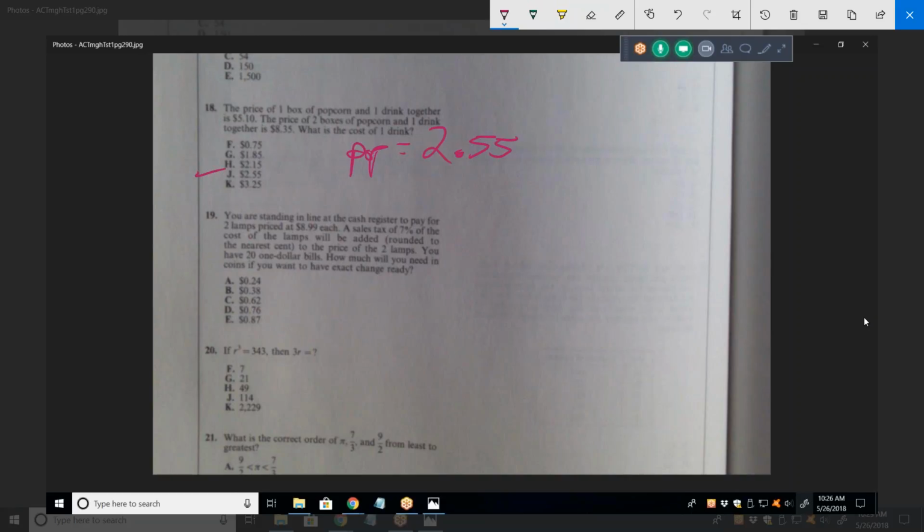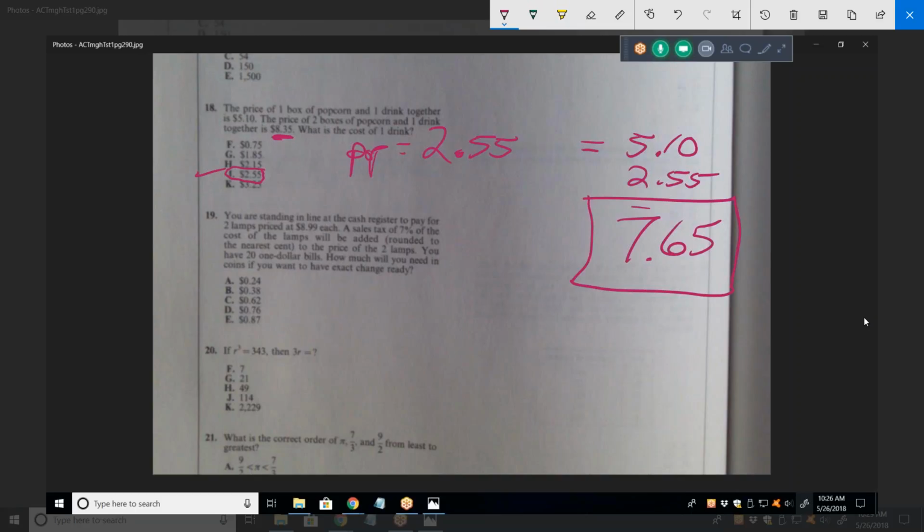Okay, so now does that satisfy the second one? Well, two boxes of popcorn would be 510 plus the drink, which is 255. That's 765, which is not 835. But more than telling us that it's not correct, what does it tell us? Which direction? We have to go up. Down. We have to go down. In other words, making the cost of a drink be $2.55, the cost of two popcorns be too small.